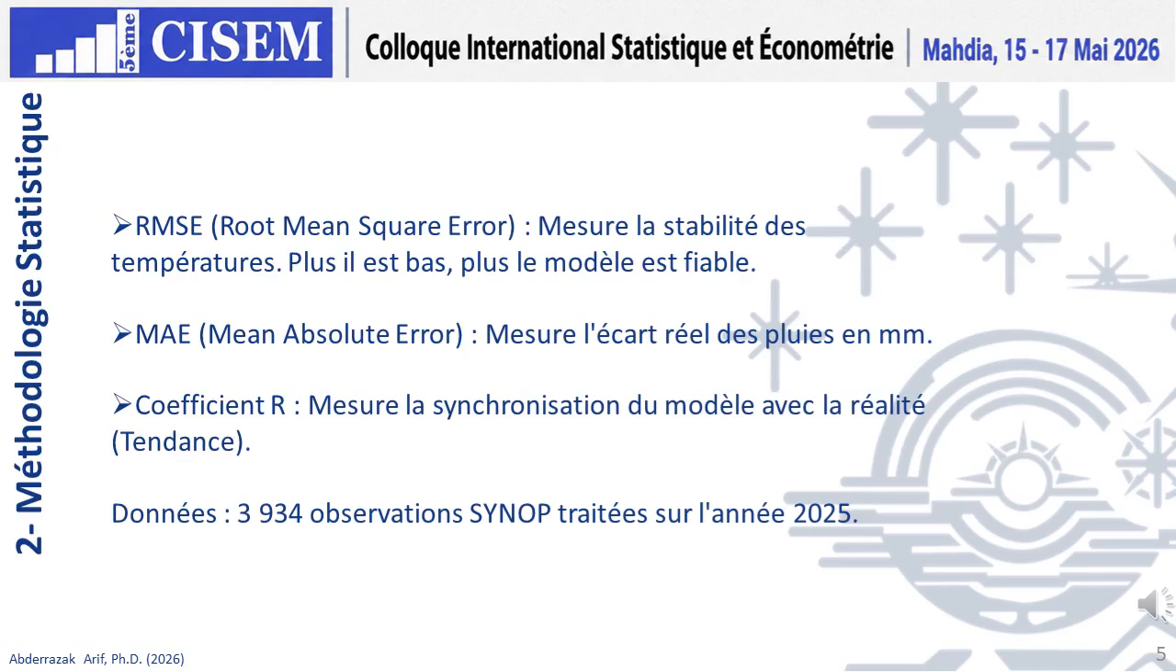The statistical methodology employed here focuses on measuring root mean square error, used to assess the stability and variance of temperature forecasts, mean absolute error, used to determine the actual deviation in rainfall, measured in millimeters, and Pearson correlation coefficient, used to measure the synchronization between model outputs and real-world observations to ensure better trend accuracy. Data scope: a total of 3,934 observations were processed across the year 2025.